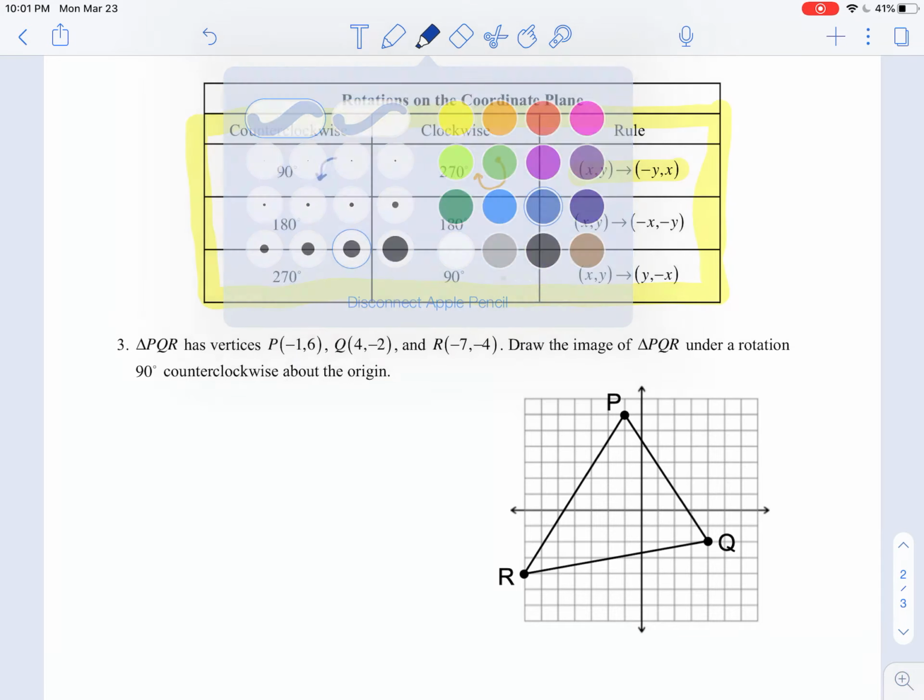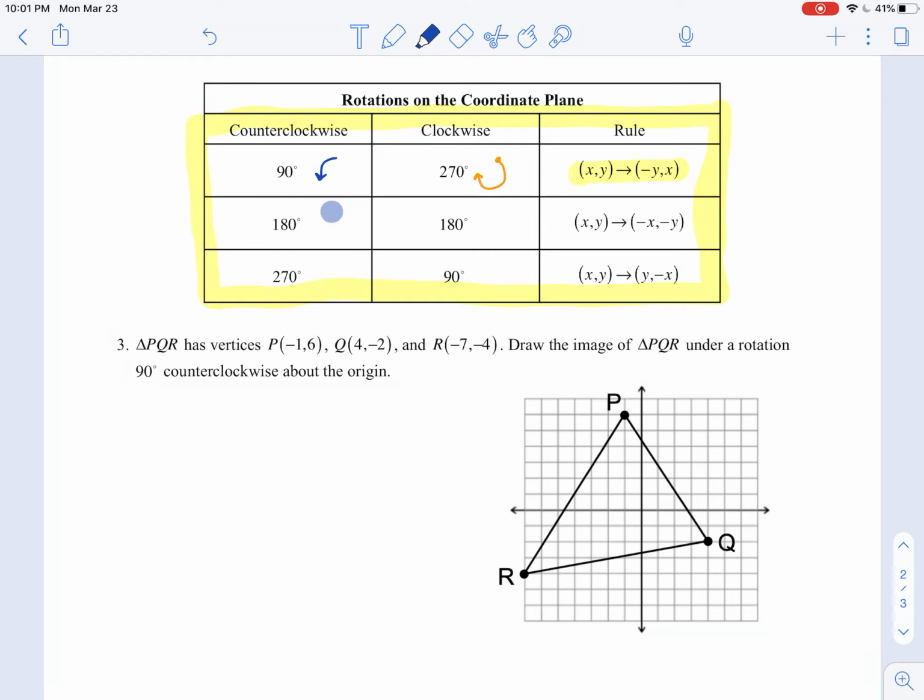For a 180 degree rotation, there's a rule that's exactly the same for both counterclockwise and clockwise. Whether I move clockwise or counterclockwise 180, I'm moving to the exact same place. Doesn't matter which direction I'm going. And a 180 degree rotation keeps your coordinates in the same position, except that it changes their signs. So each point (x, y) becomes (negative x, negative y).